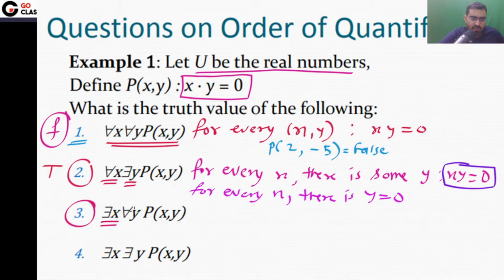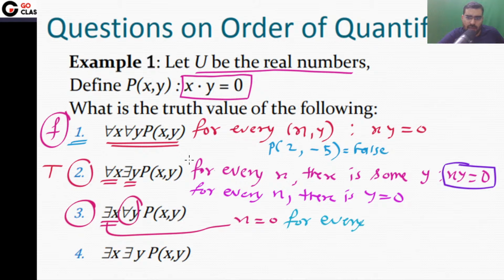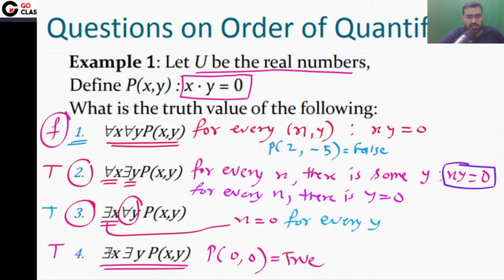There is a fixed someone who is for everyone. Yes, this x you can take as 0. This 0 is for everyone, right? x equal to 0 works for every y. So this is also true. This one is saying for someone there is someone. This is also true, because for this pair you can clearly see it is true.